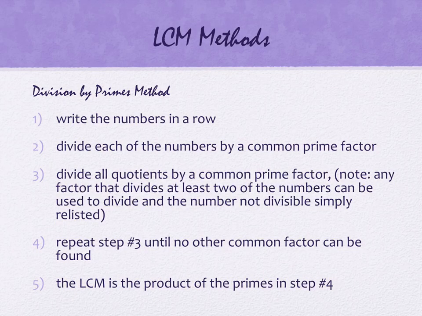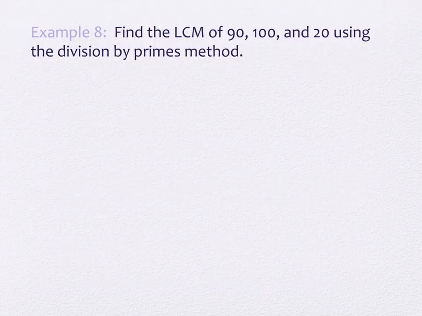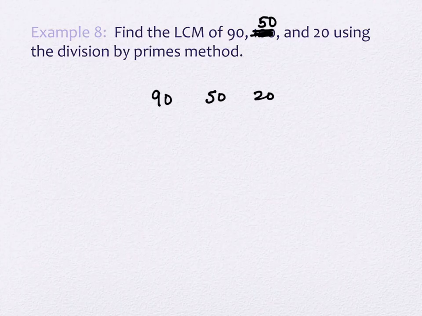I'm going to change the problem we're going to do just slightly because I'd like for us to do the last problem that we already did so that you can see the difference in how this works. The only difference in the problem is I'm putting a 50 there instead of the number we had originally. So we're going to write 90, 50, 20. And we're going to divide by the smallest prime they have in common. What is the smallest number that divides them all?